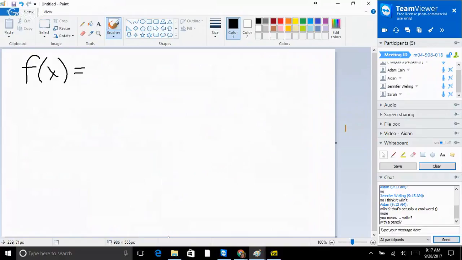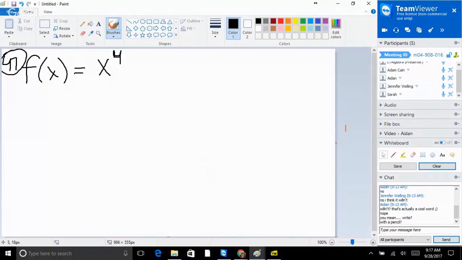Actually, let's do 47 from your homework. So f of x equals x to the 4th power. This is number 47 from your homework. It's same kind of deal. Sorry when I draw like that.